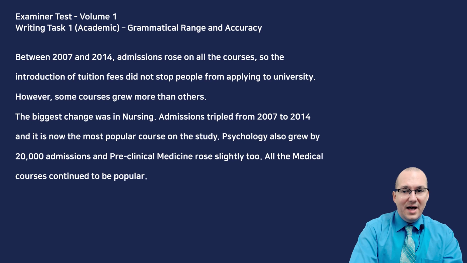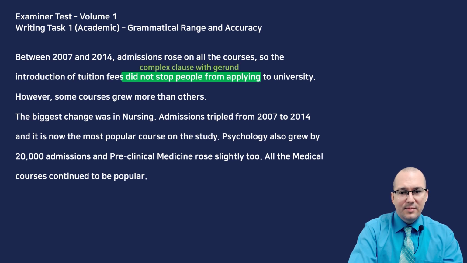Okay, moving on to grammatical range and accuracy. Let's have a look at this. So, "did not stop people from applying." This is absolutely great. Complex clause with gerund, right? Did not stop, negative, people, and then from applying. The ing, spelling's perfect. It's not to be overlooked. The examiners will notice this kind of complex clause and using the gerund, both spelled correctly.